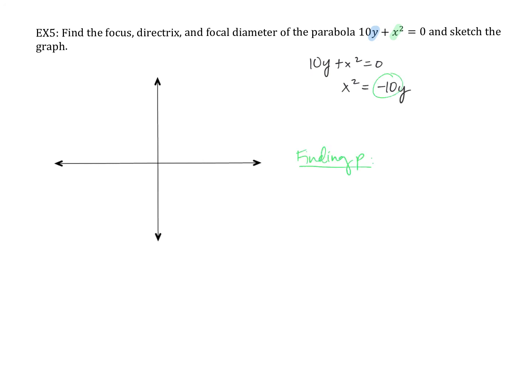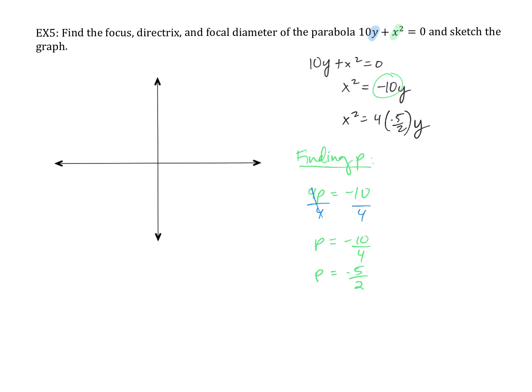So whatever this value is, we know we're going to set that equal to 4p and solve. Dividing both sides by 4, we get that p is going to equal negative 10 divided by 4, which is the same as negative 5 over 2. Okay, so that's my p-value. Let's go ahead and rewrite our equation in the right format. So that equals 4 times negative 5 over 2 y.